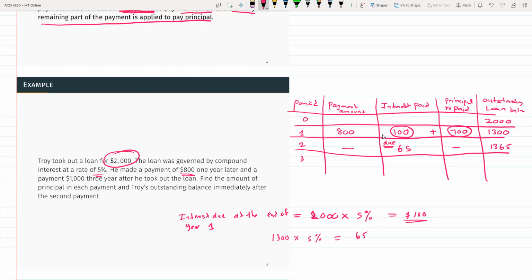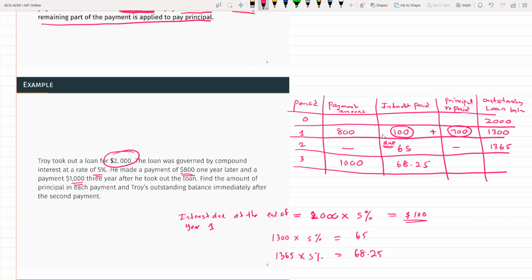Then the third year comes. At the end of the third year, the payment of $1,000 was made. By that time, what was the interest due? We can calculate 1,365 times 5%. That would be $68.25.